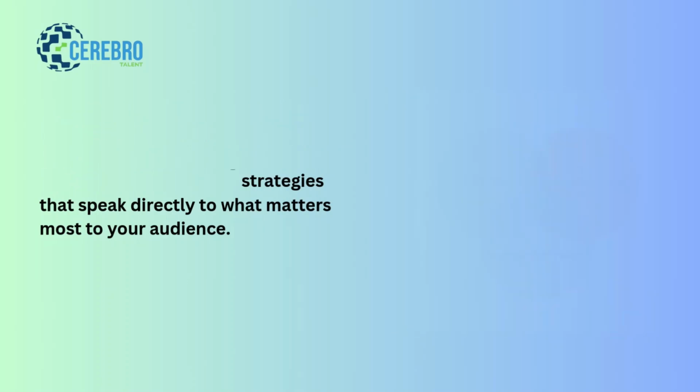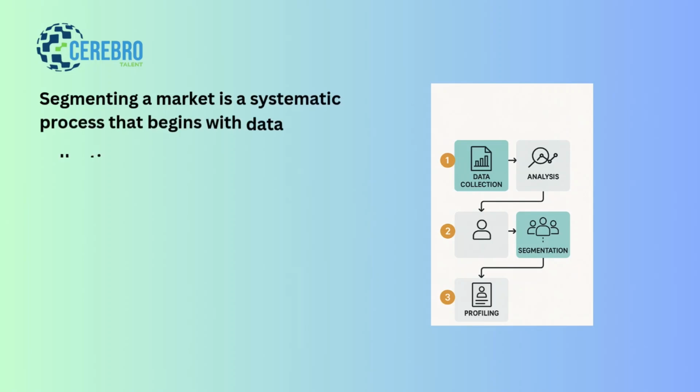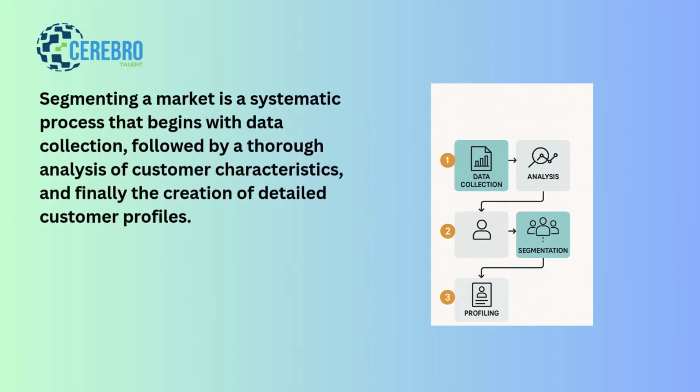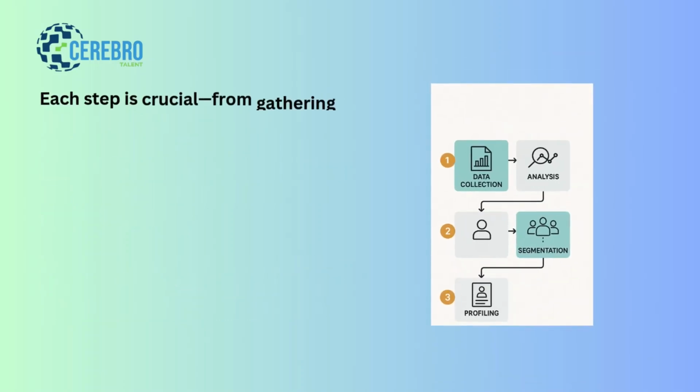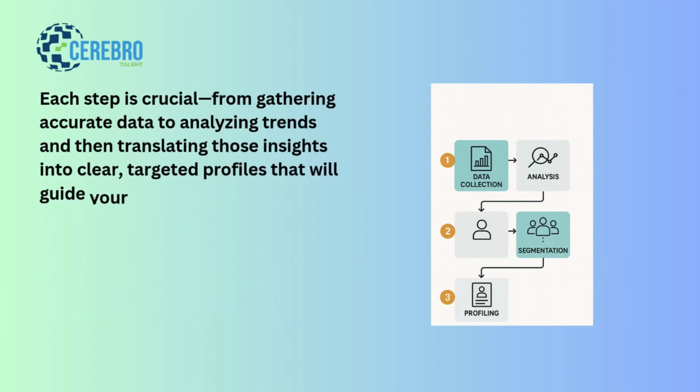Segmenting a market involves several systematic steps: data collection, analysis, segmentation, and profiling. In this scene, we walk you through the process of identifying distinct groups within a larger market. You'll learn how to gather relevant data, analyze customer characteristics, and create detailed profiles that guide targeted messaging. A step-by-step diagram on screen will outline this process, highlighting each phase clearly. This structured approach helps you understand how data-driven decisions are made and why segmentation is integral to effective marketing strategies.